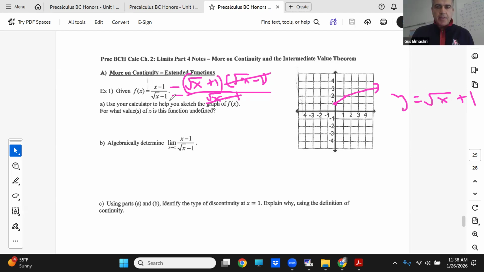And actually, I did lie. I didn't do the graph correctly. I made a slight error. What did I do wrong? Why? Can't plug in 1. So it's still undefined.